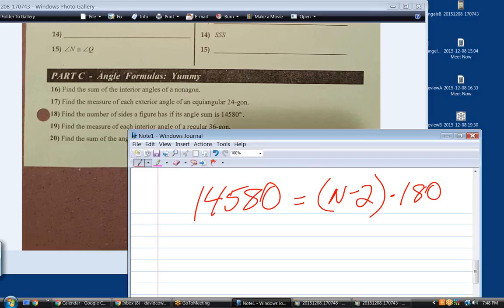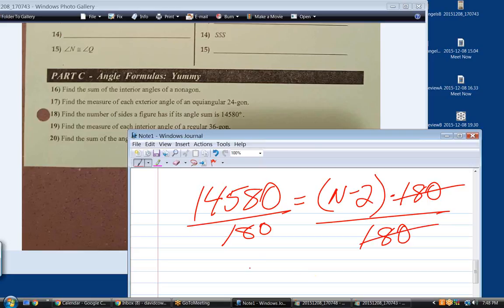Would you get n and 2 out of the parentheses? You know, I can do that, but that just makes extra work. Why don't I get rid of the 180 first? So divide both sides by 180? Yeah. Notice that kind of saves a step. What's that number, if you have a calculator? 81. So what is n? 83? Uh-huh. And see why we divided first?